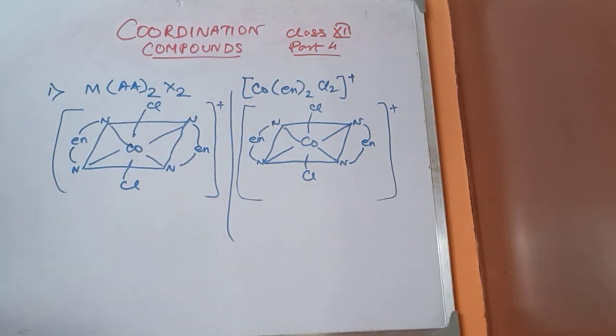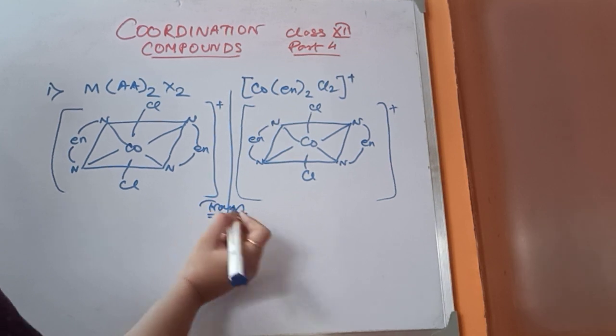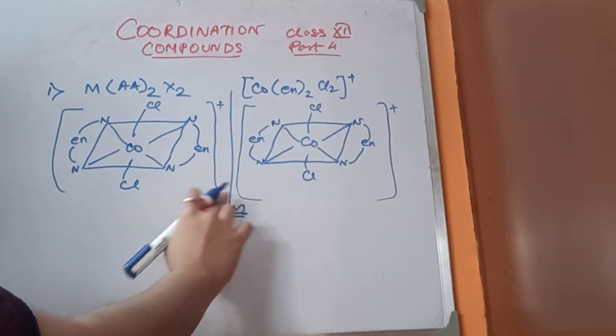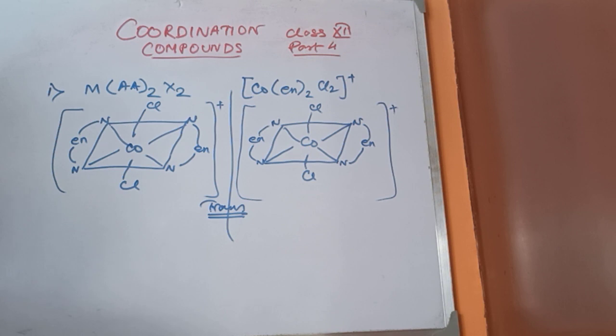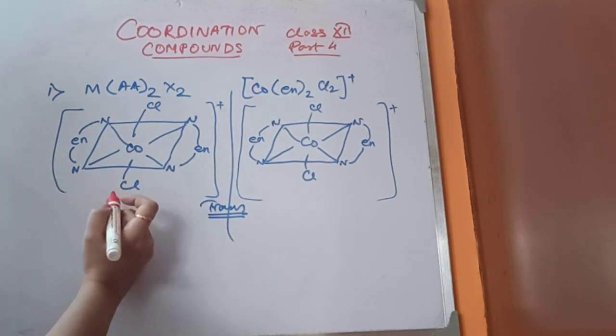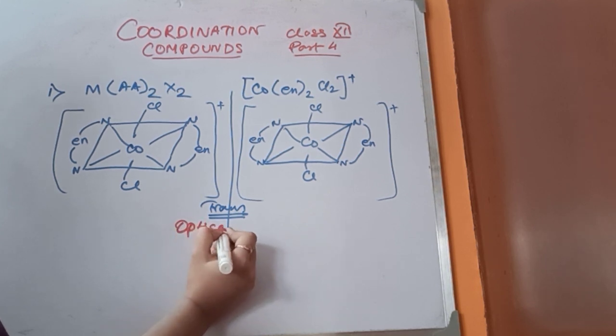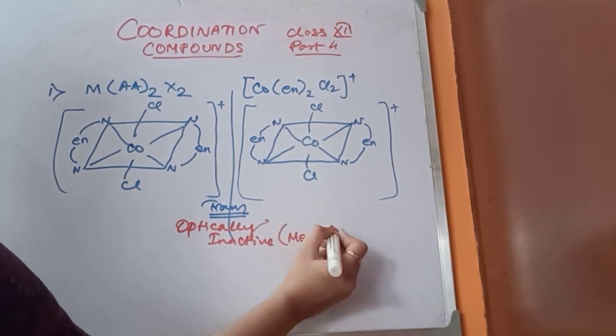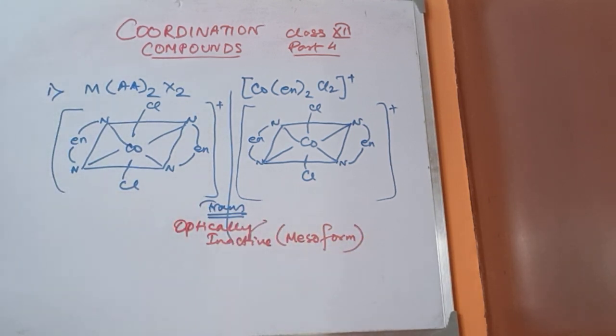These are the trans forms of this structure. Just look at the two mirror images. They are forming superimposable mirror images. That's why, since they are superimposable mirror images, the trans form of this molecule is optically inactive, or we can say meso form. So the trans form is optically inactive or meso form.